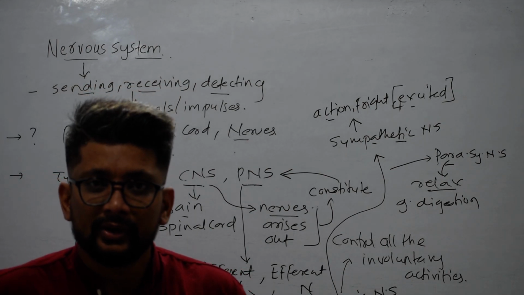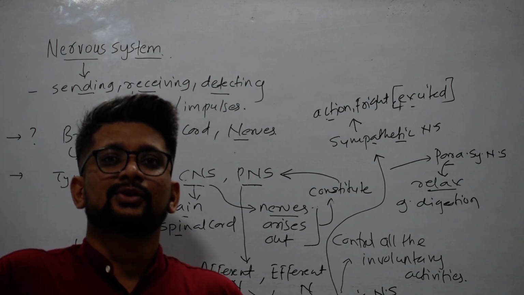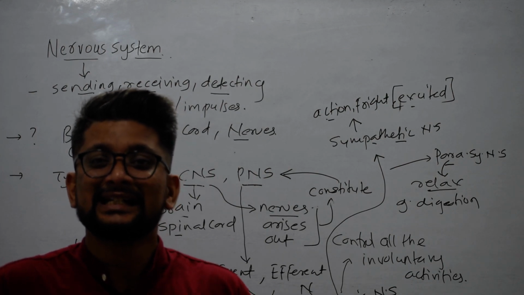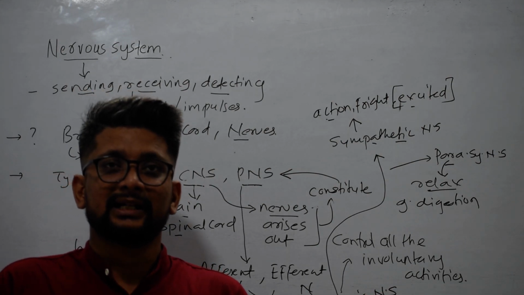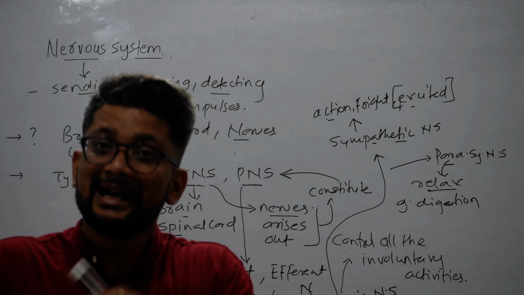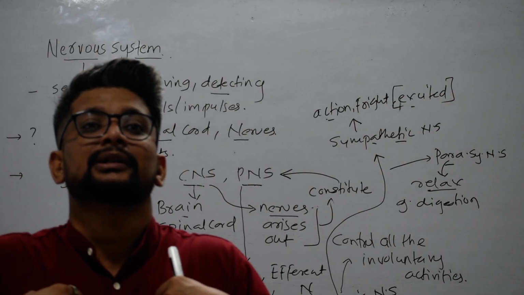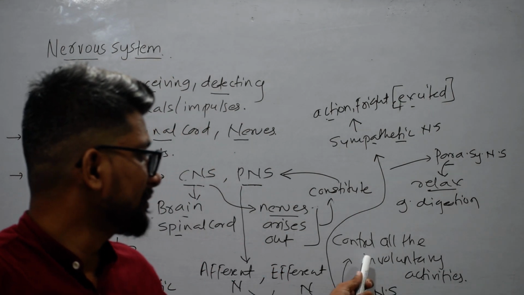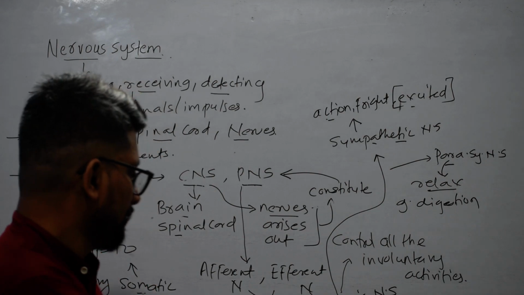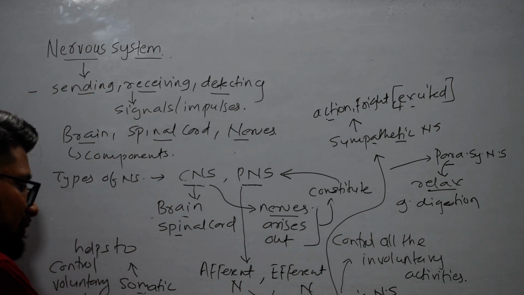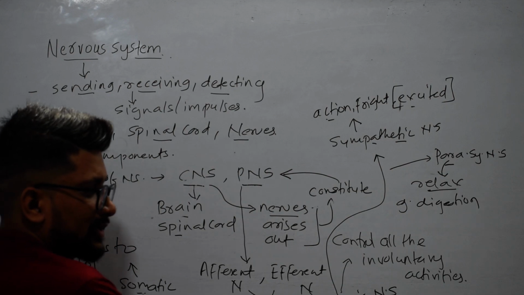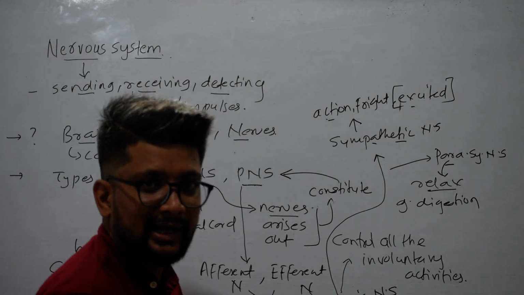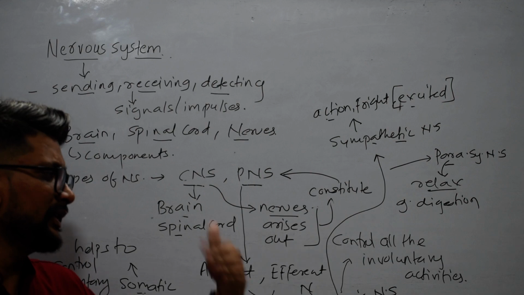Movement of the visceral organs, or all the actions of all the organs which are present internally. So involuntary activities means all the activities which are not under our control. So the somatic nervous system helps to control voluntary activities and the autonomic nervous system helps to control all the involuntary activities. Now moving on.